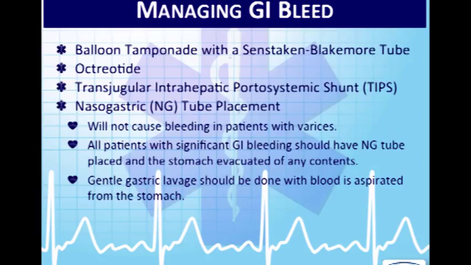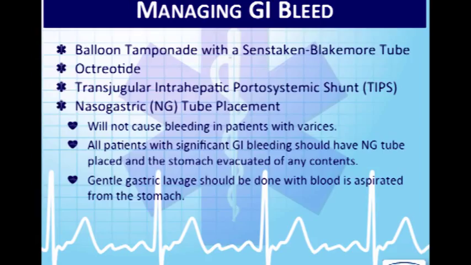Octreotide is a medicine that is given as a drip. It won't help all GI bleeds. It really only helps patients who are having a variceal bleed. TIPS is an emergency surgery where we try to decrease the pressure in these veins. You can't do it while somebody is having an active variceal bleed, but it is a liver surgery that can be done to try to decrease the pressure. And so if you have a patient who's having a GI bleed and they tell you, I've had a TIPS procedure done, or I've had a couple of TIPS procedures done, you should be very concerned that what they're actually having is a variceal bleed.